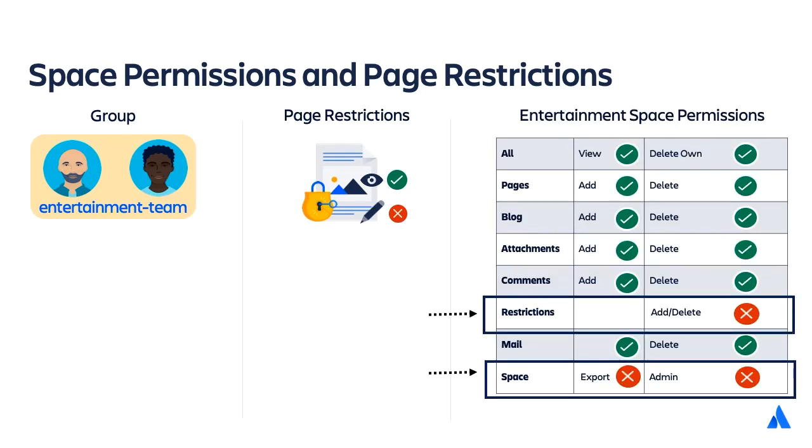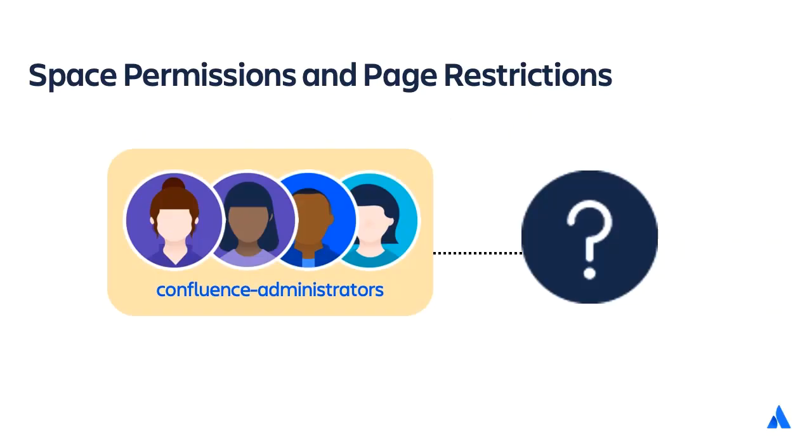As far as space permissions, they have all of them apart from space export and admin and add delete restrictions. So, unlike Aliza and Angie, they cannot add themselves in order to edit and manage restrictions on the snacks page. And what about members of the Confluence administrators group? Membership in this special group means that they can view all content throughout Confluence, but how can they interact with the snacks page that has the edit restriction applied to it?